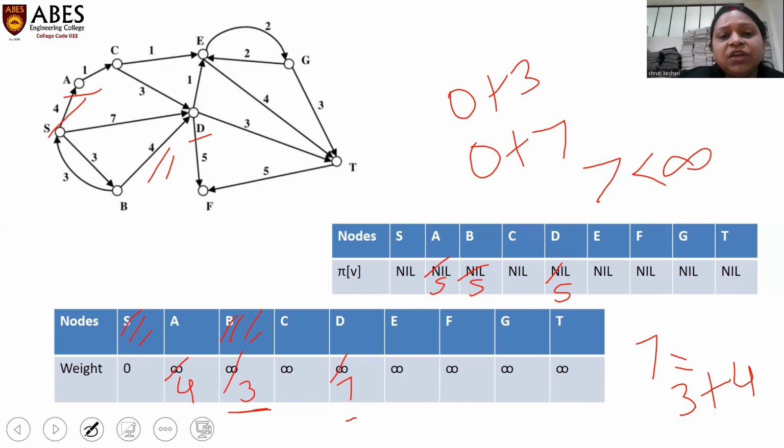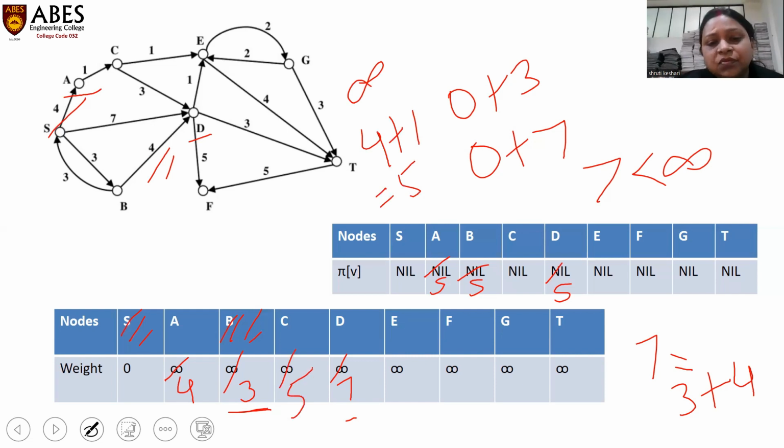Now currently the weight of C is infinity. Then check if we are going from A to C, what will be the weight? Current weight of A is 4 and the edge from A to C is containing the weight 1, that is 5. 5 is less than infinity. Relax the vertex C. Now this one is given and the parent of C is A because you are reaching at level 5 of vertex C by using vertex A. Now A is already visited.